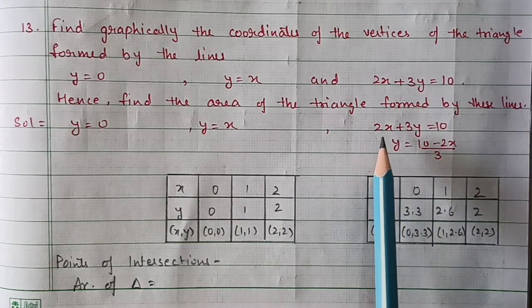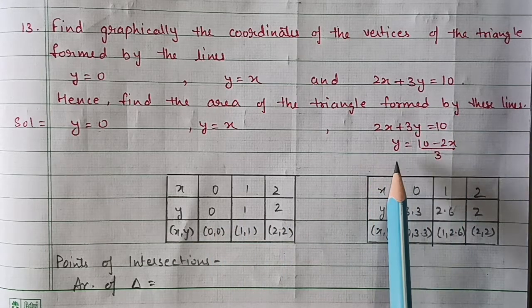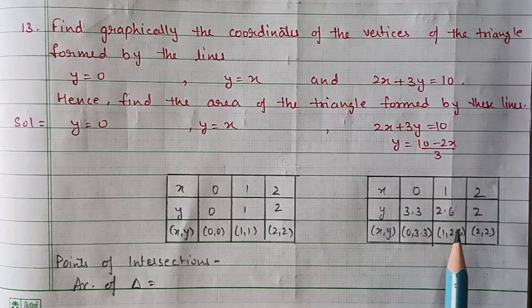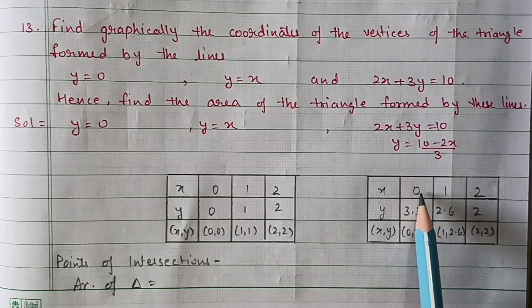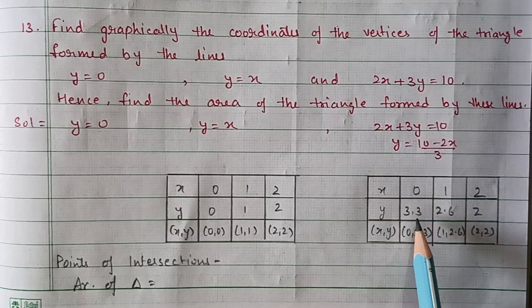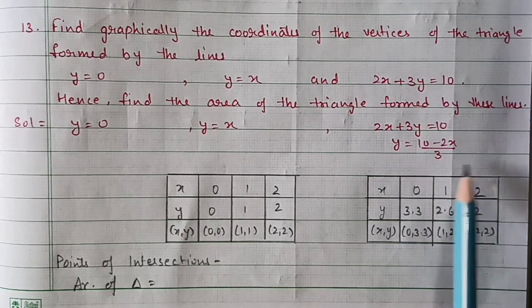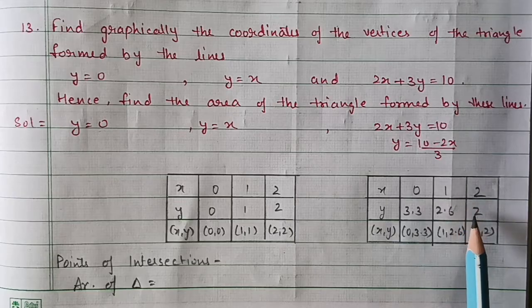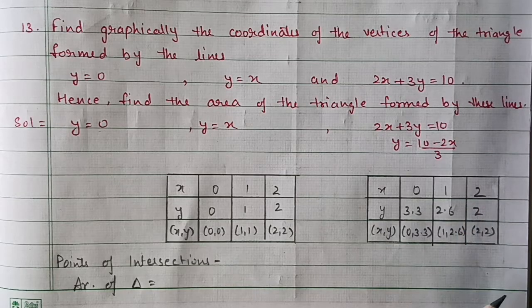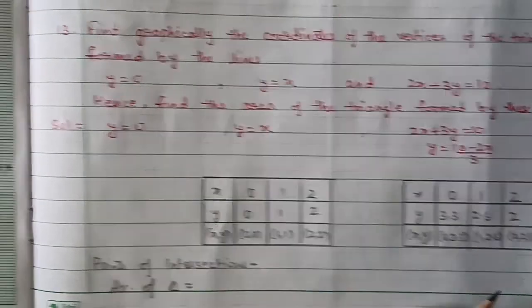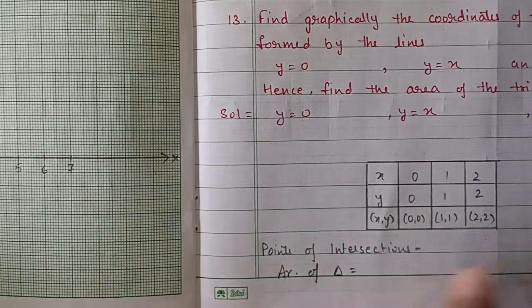For the third equation 2x plus 3y equal to 10, we will find out 3 plotting points. So when I have taken x is 0, y I am getting 3.3. When x is 1, y I am getting 2.6. And when x is 2, y I am getting 2. So first we will plot these 3 equations on graph.